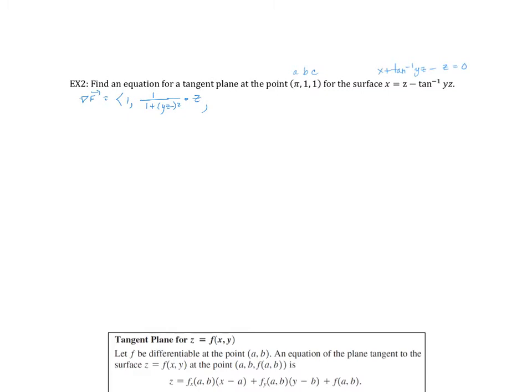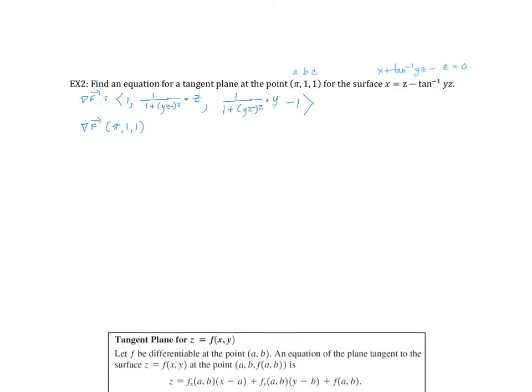The partial derivative with respect to z would be looking at the two terms, the tangent inverse and the minus z term. So for the tangent inverse term, it's going to be 1 over 1 plus the argument yz squared times the derivative of the argument with respect to z, which would be a y. And then we also have that minus z, so the partial derivative there is just minus 1. So here's my gradient vector. I'm not going to bother to clean it up because remember I have to evaluate this gradient vector at a specific point, at pi, 1, 1.